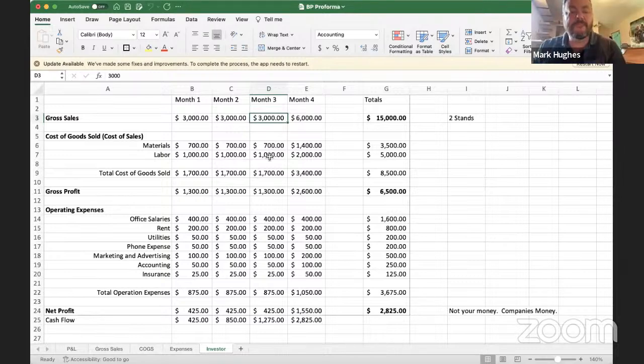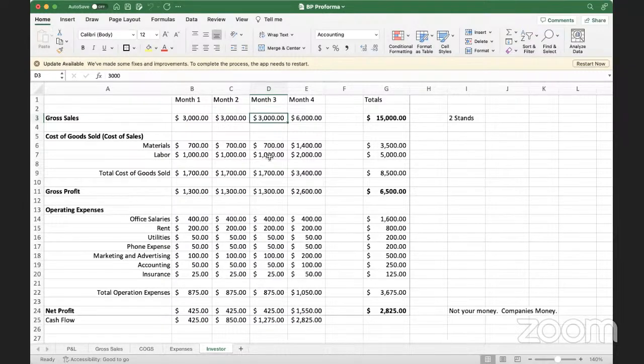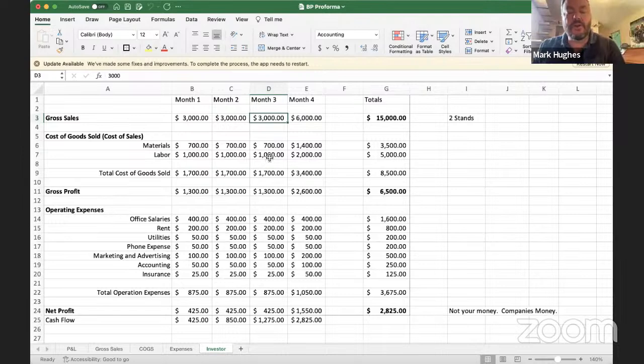1,400. Then yes, they would loan you the money to hire somebody, so your labor would go from 1,000 to 2,000 kwacha a month.